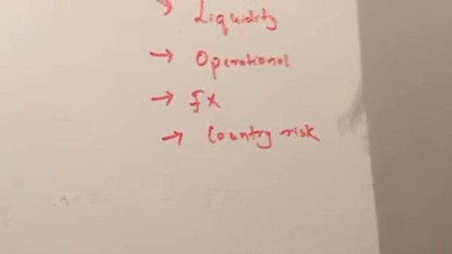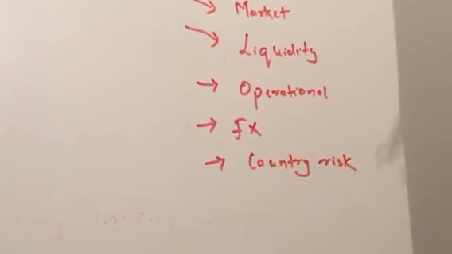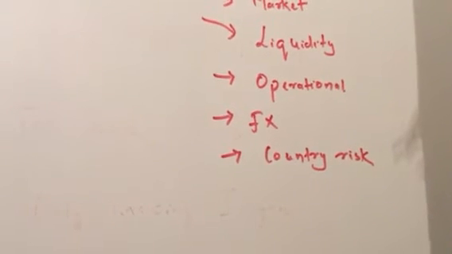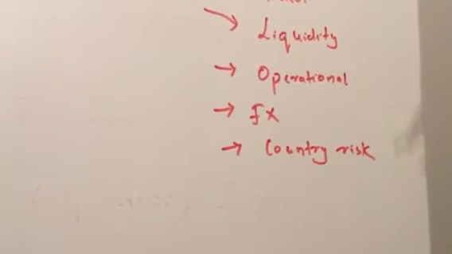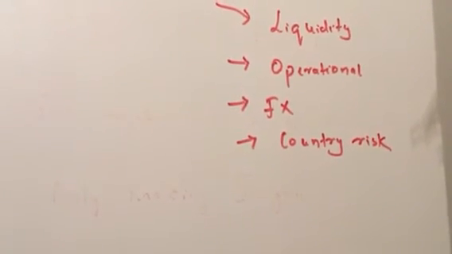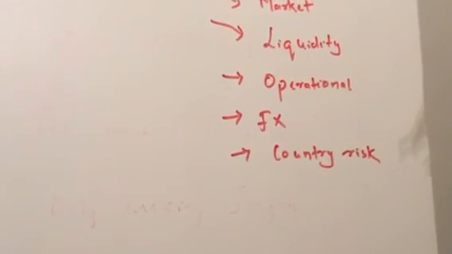The last one is the country risk. So country risk has to do with the risk associated with a given country. If there is a crisis happening in a given country, that will pose a risk to the investment or the money that has gone into that country, and the bank is at risk because of this crisis that's happening in a country, and that's called the country risk. So these are some of the major financial risks that banks face.